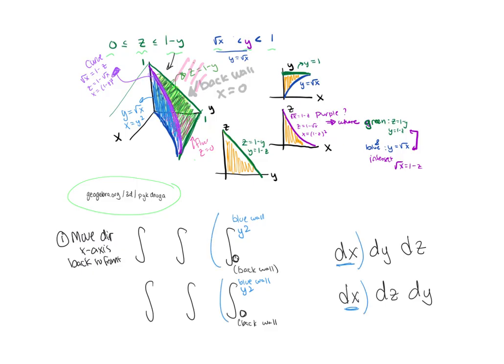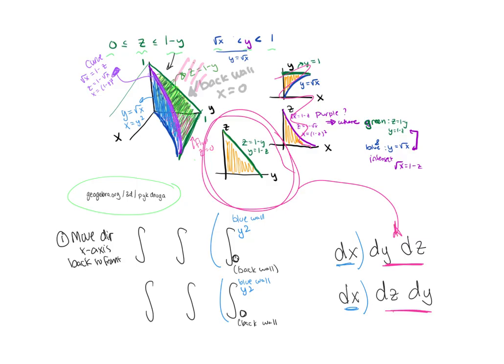After I do my x's, now I need to think about what's happening in the yz plane. I'm looking at this picture here. I don't care about those other pictures for now. I'm just thinking about that yz plane. If I move in the direction of the y-axis next, left to right, I first hit y equals 0, and then y equals 1 minus z. And then z is just 0 to 1.